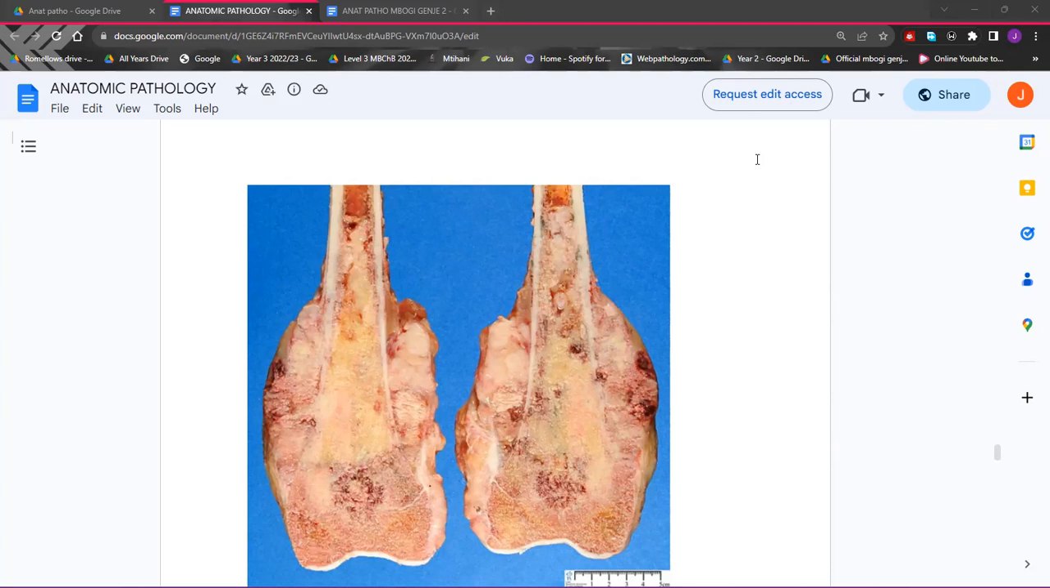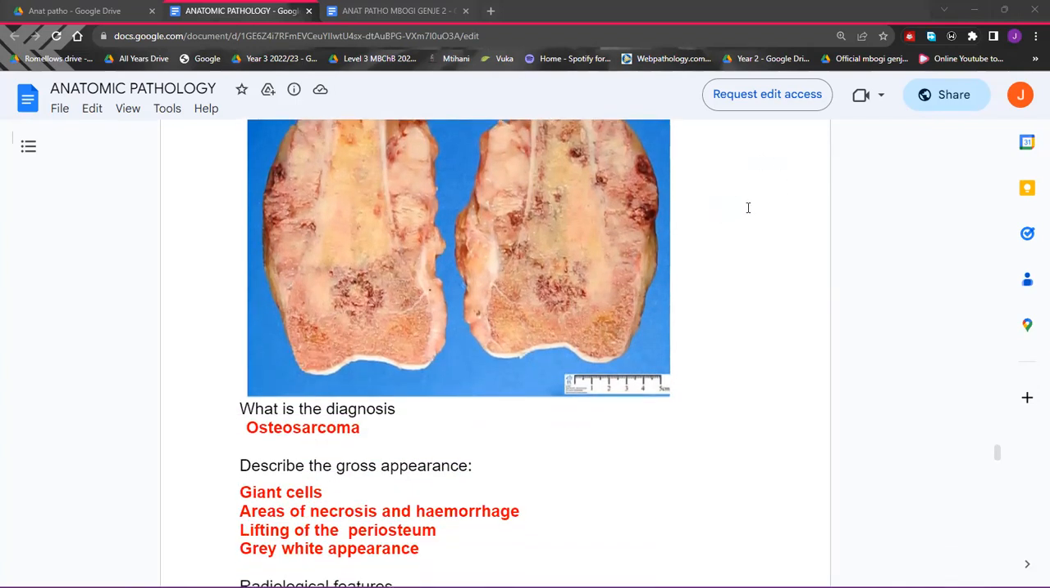Now, there are some radiological features you expect to see in osteosarcoma. What are these radiological features you expect to see in osteosarcoma? Exactly, we have the sunburst appearance and the Codman's triangle. Great. These are doing extremely well.